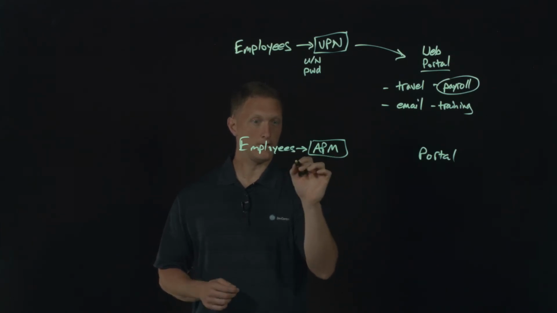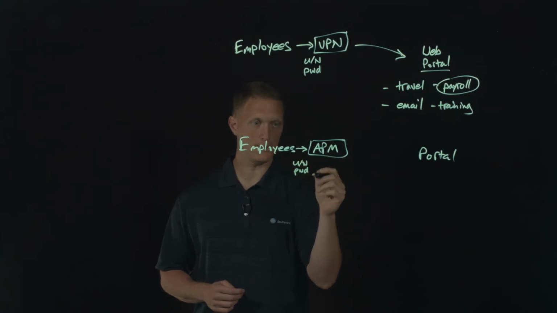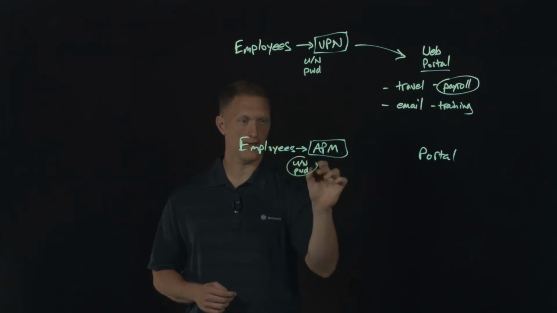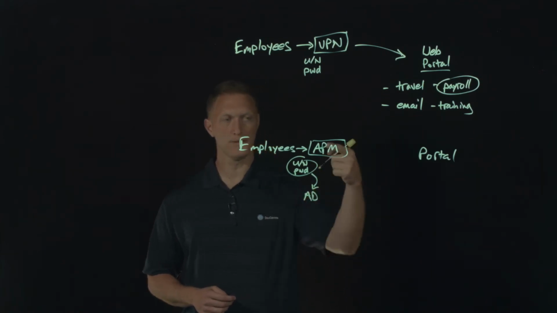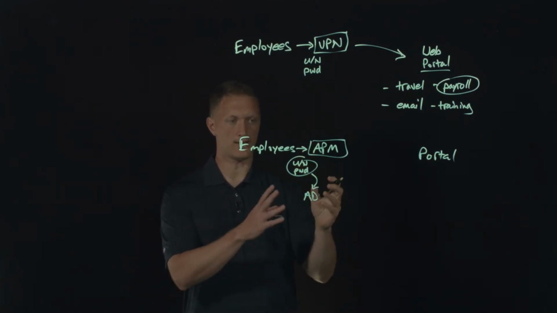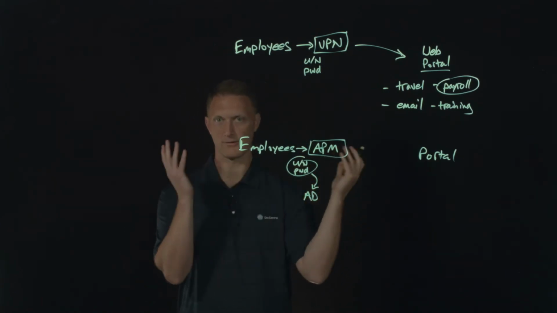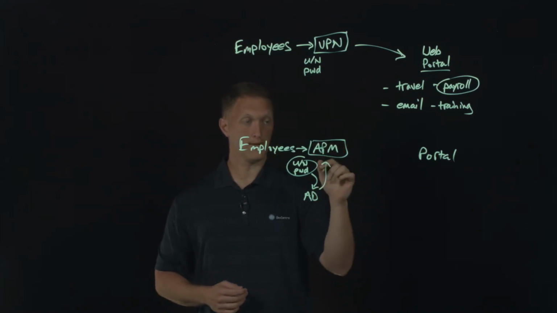And so the employee would use a username and password right here into the APM. APM would take that and it would authenticate against, say, Active Directory. And you could build out what's called a virtual policy editor in the APM. So you can authenticate against whatever you need, but Active Directory is a pretty common one. So you'd authenticate. If that comes back good, then you're good on the APM side.